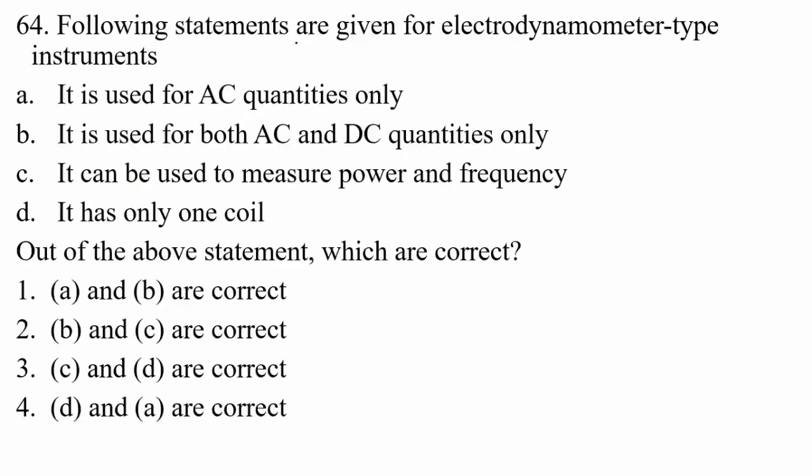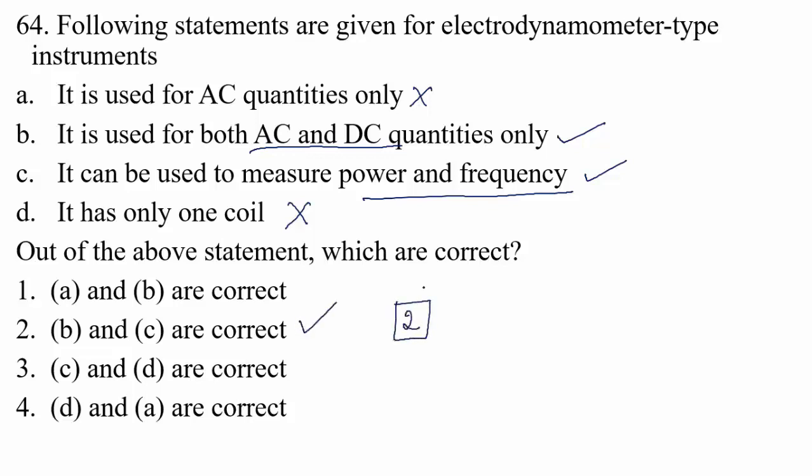64th question, following statements are given for electrodynamometer type instrument. What they are given is, it is used for AC quantities only. No, it is not used for AC quantities. It is used for both AC and DC quantities. It can also measure power and frequency. This statement is correct. It has only one coil. This statement is wrong. It will be having multiple coils. So the corresponding option that is going to follow is statement B and C is correct. Nothing but option 2 is going to follow.